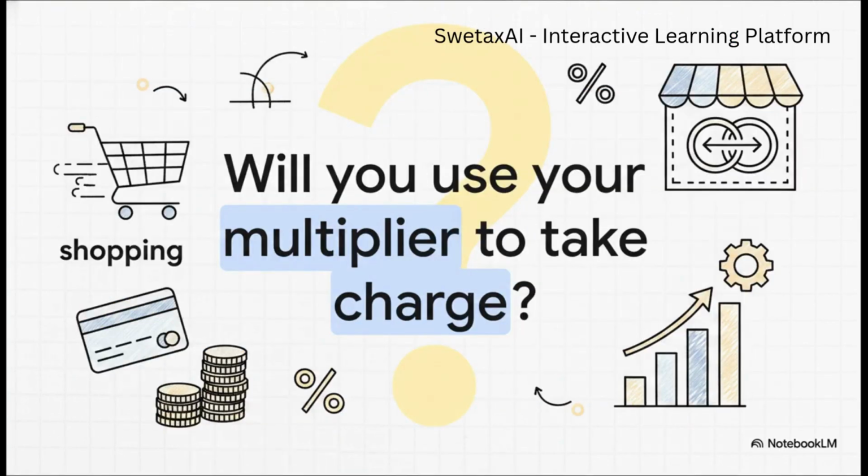So, I'll leave you with a quick question to ponder. The very next time you go shopping or check a bank statement or see a flashy double discount sign in a store window, are you going to let those numbers control you, or are you going to use your multiplier to take absolute charge? Thanks so much for exploring this with us, and keep these strategies in your back pocket to stay sharp out there.